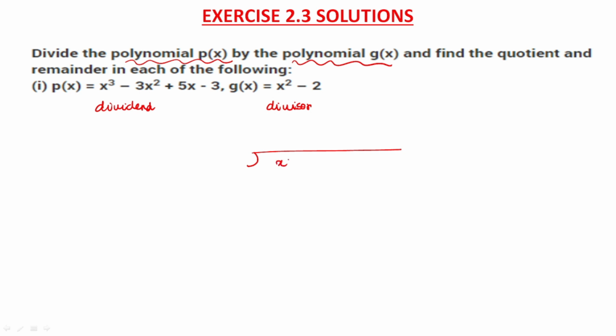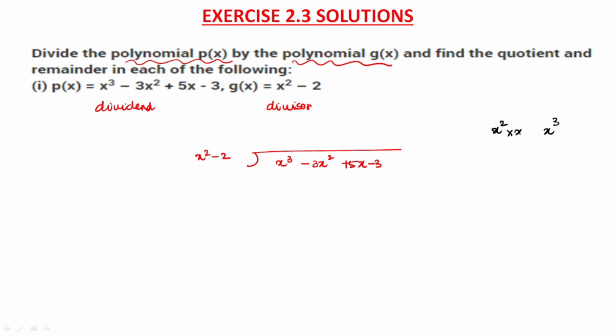So the dividend is going to be x cube minus 3x square plus 5x minus 3, and the divisor is x square minus 2. We will recall all the steps that we discussed in the division algorithm while solving the question. So x square minus 2, the first thing that you have to consider is that the highest terms of both the dividend and the divisor have to be equal. So this is x square and this is x cube.